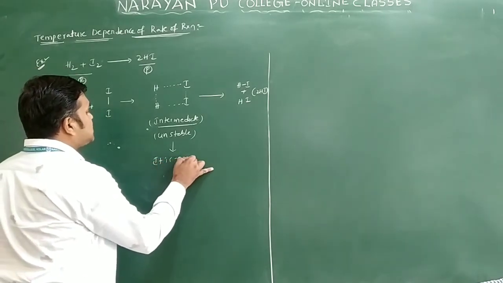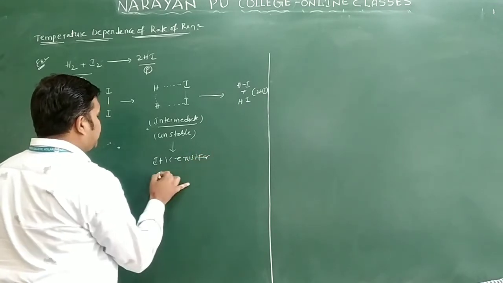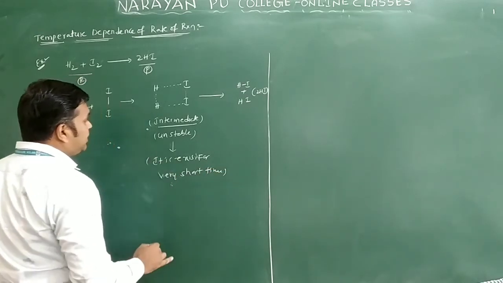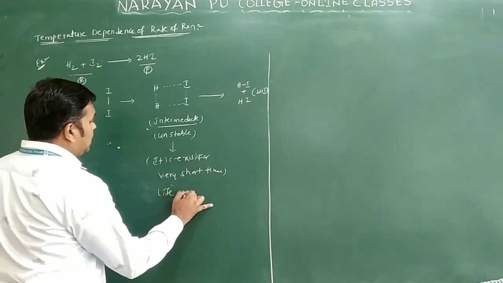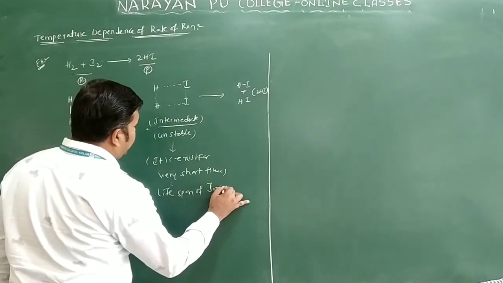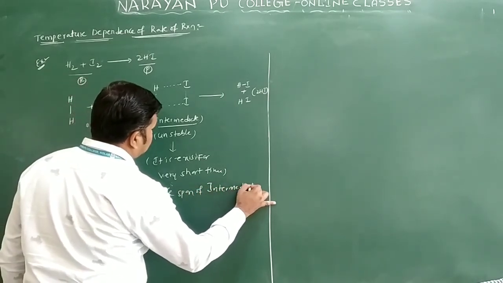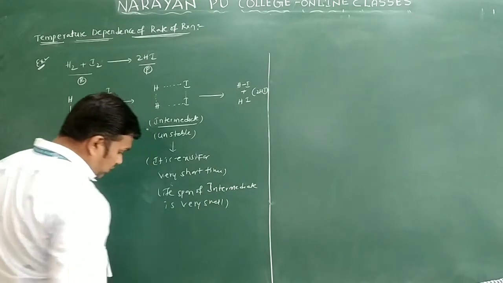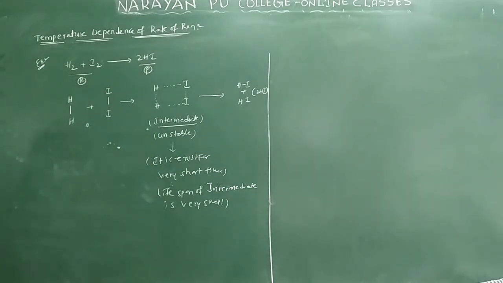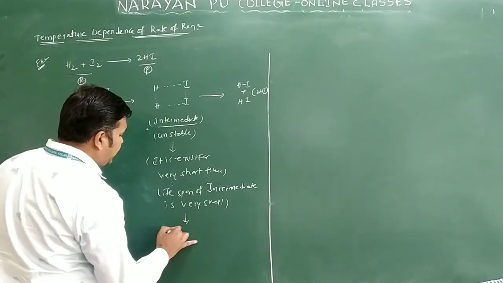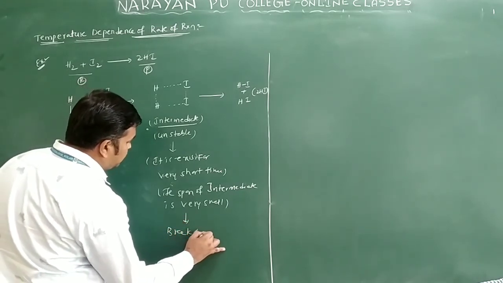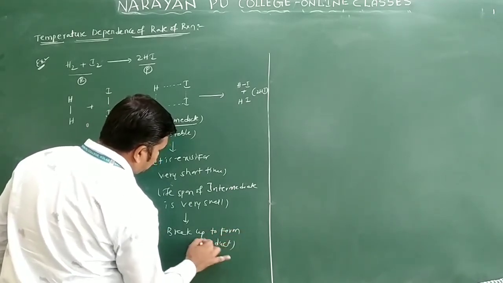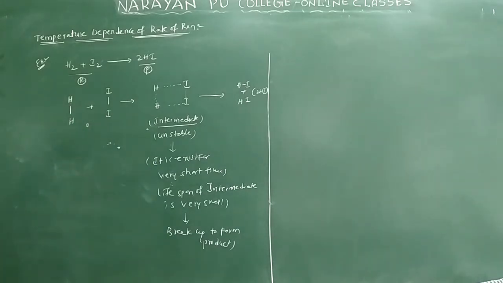This exists for a very short time, which means the lifespan of the intermediate is very small. Then what happens here? The intermediate breaks up to form products. I want to show this in the form of a diagram.